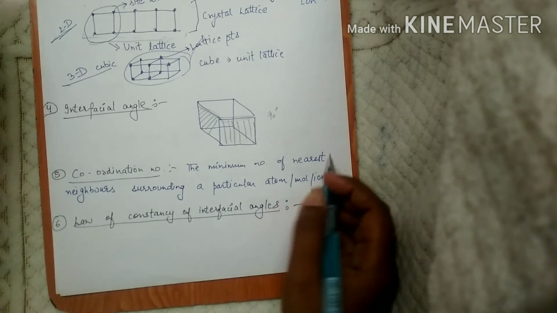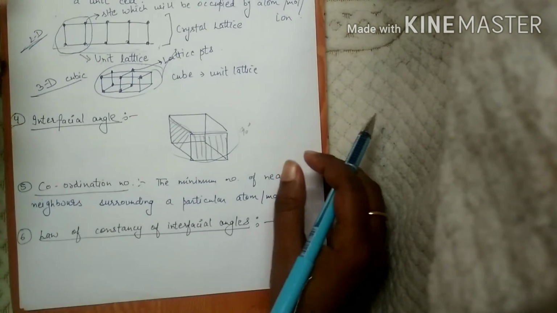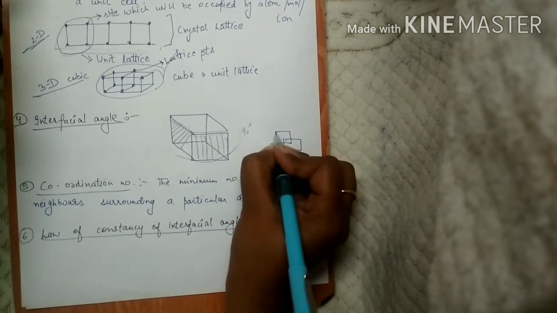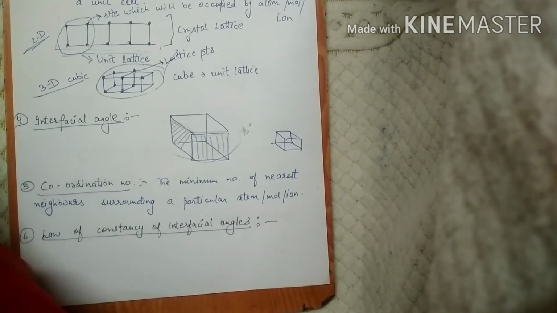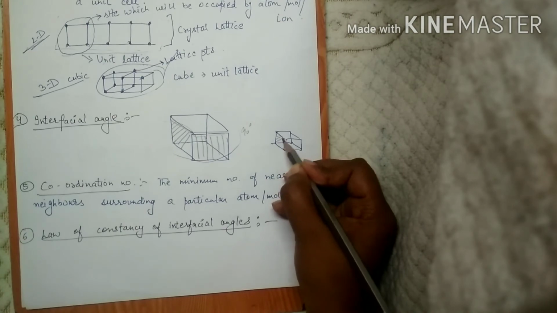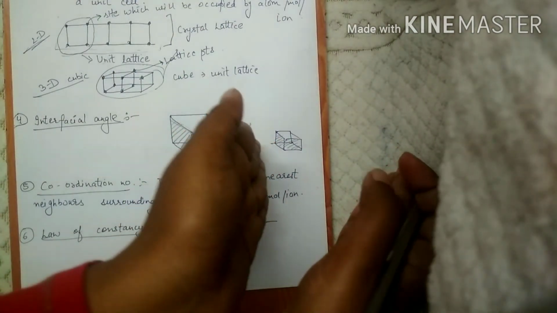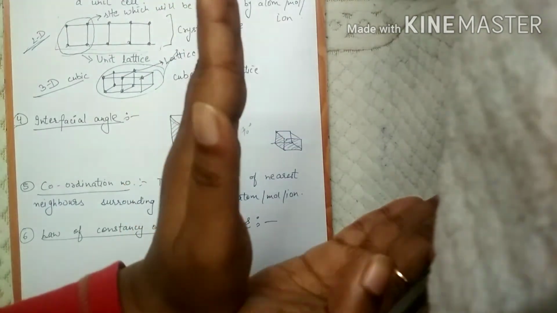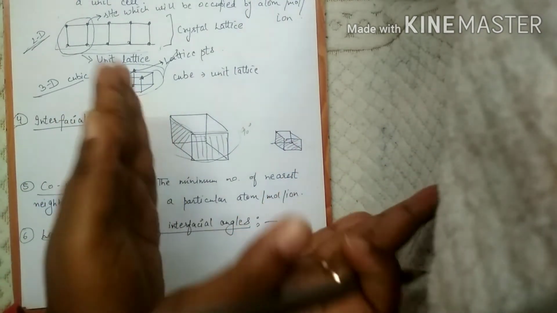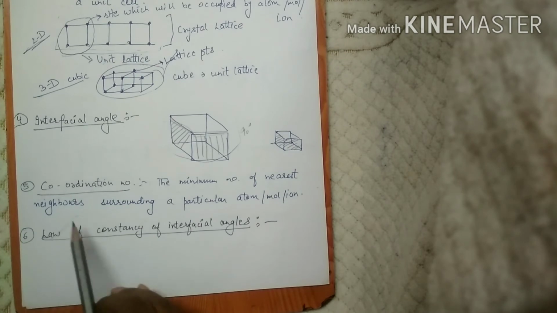Basically it says that if suppose this is a cubic unit cell and there's another cubic unit cell like this which is smaller in size, so no matter the size of a given unit cell, the angle between the faces will remain same. Whether it is a small cube, the angle is coming out to be 90 degree. Whether it is a bigger cube, we take the interfacial angle that is also 90 degrees. So this is your law of constancy of interfacial angle.